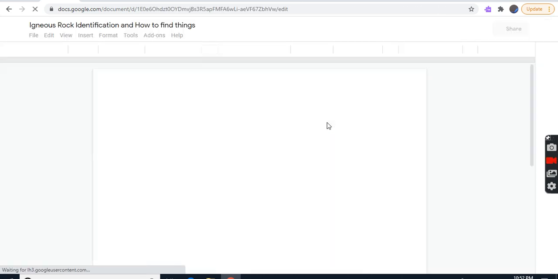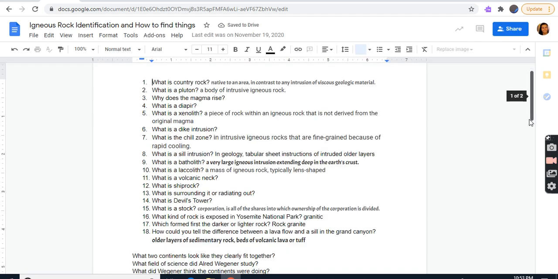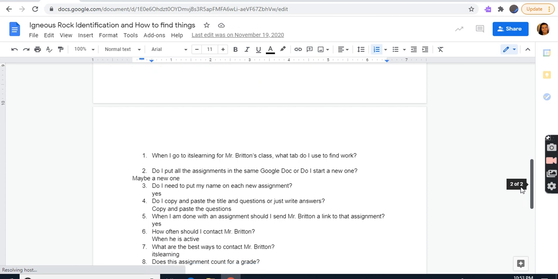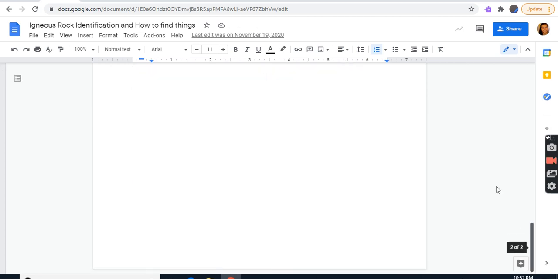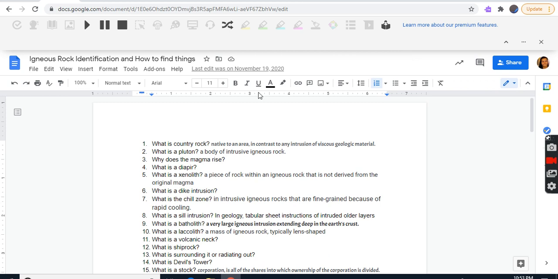Let's do the igneous rock identification and how to find things. So this is all the assignments that I put in this situation. Alright. This will take a while, so this woman will be able to read it for me. So thank you guys. Thank you, woman, for reading it for me.